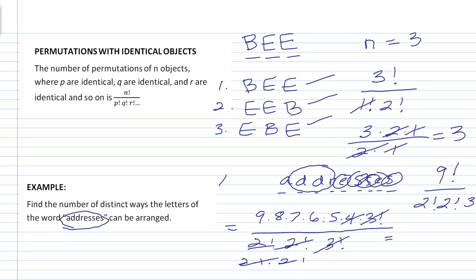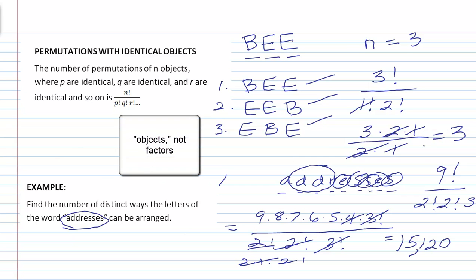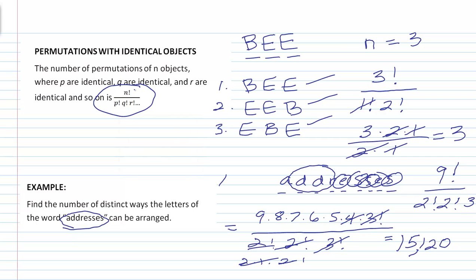So when we multiply that out to find out how many choices we have, because there are repeated objects, we still have a lot of choices, 15,120, but not nearly as many choices as we would have had if all of these letters had been unique. So you want to make sure that when you have repeated factors that you follow this formula. Total number over the factorials of all the repeated objects.